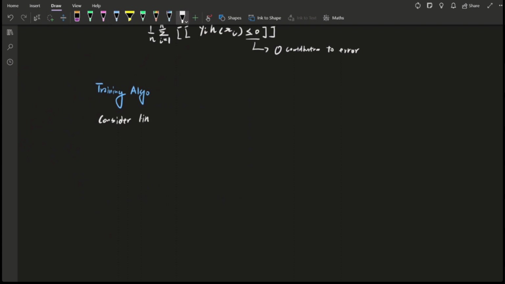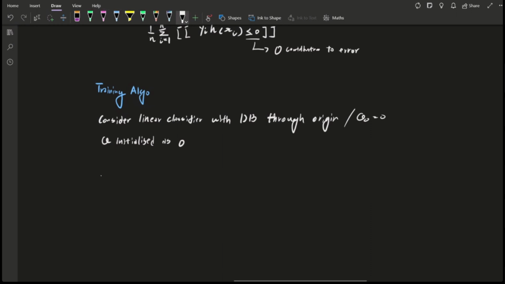And let's just consider a simple case: a linear classifier with a decision boundary through the origin. So we don't have to worry about theta naught. So theta naught is equal to 0. And let's say our theta is initialized as 0. Okay, so we can write a simple pseudocode to illustrate this algorithm.